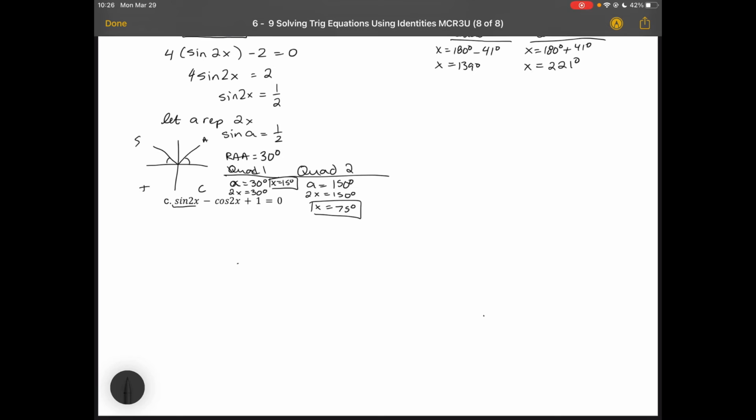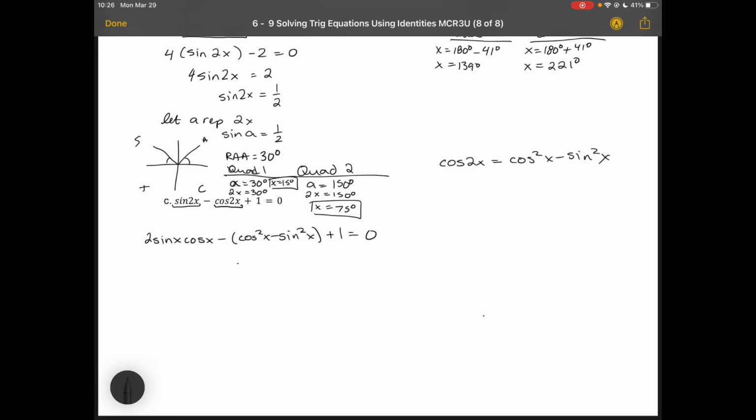For my last example here, I've got sine 2x minus cos 2x, so almost the opposite of what I had in the previous one. Sine 2x I'm going to replace using the same identity that I did before. So 2 sine x cos x. And for cos 2x, I'm actually going to use another identity, which is cos squared x minus sine squared x. So let's make that replacement. And you do have some of the double angle formulas on your formula sheet.